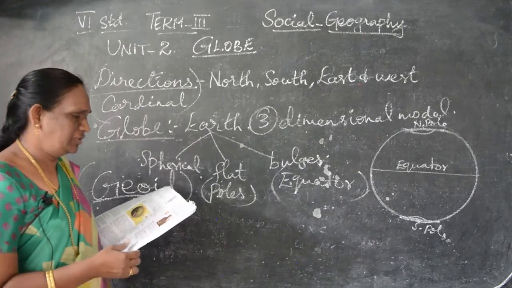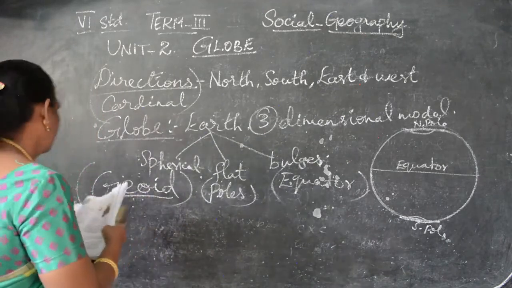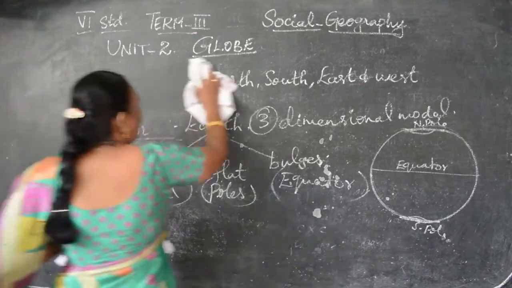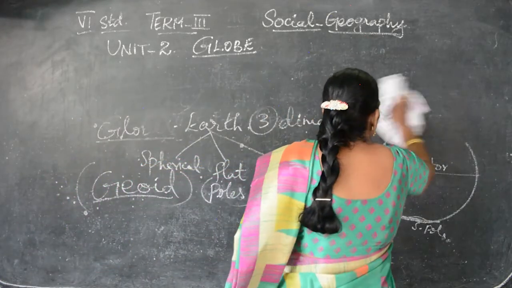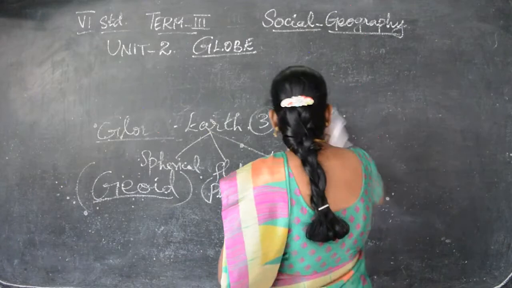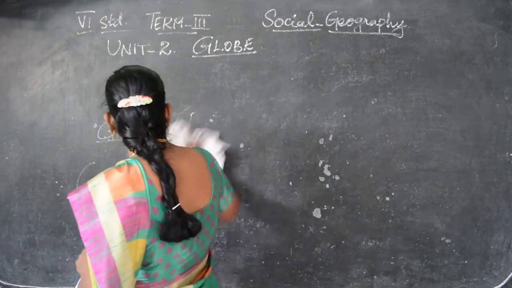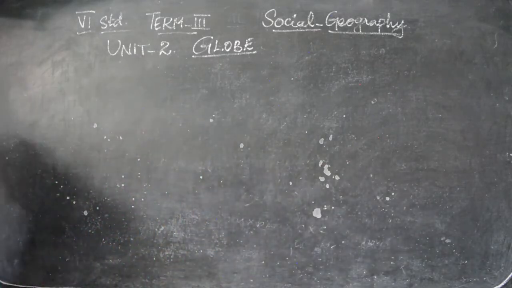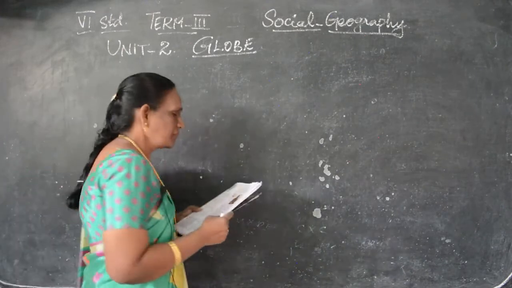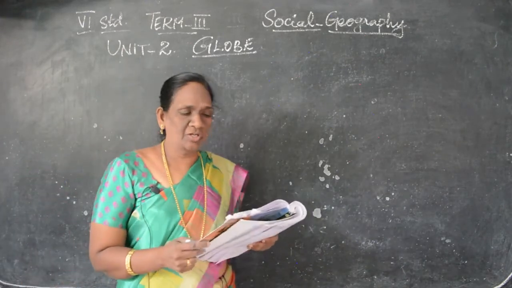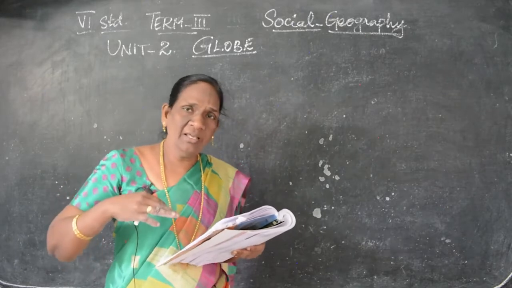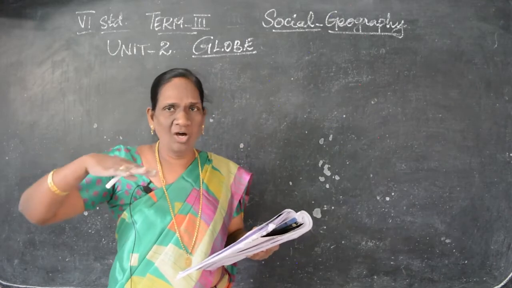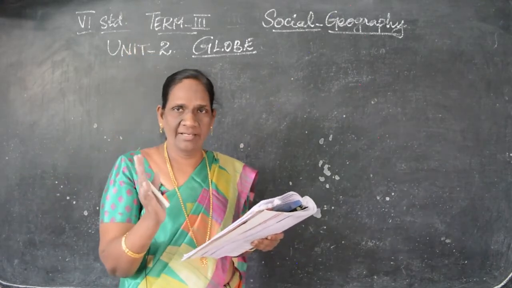Okay, shall we go to the next one? Lines on the globe. Shall I clean the board, rub the board then? Now what are the lines we can see on the globe? We'll see the Earth. There are many imaginary lines which are drawn on the globe, horizontally as well as vertically. Horizontally is this line. Vertically is this line. Understand?